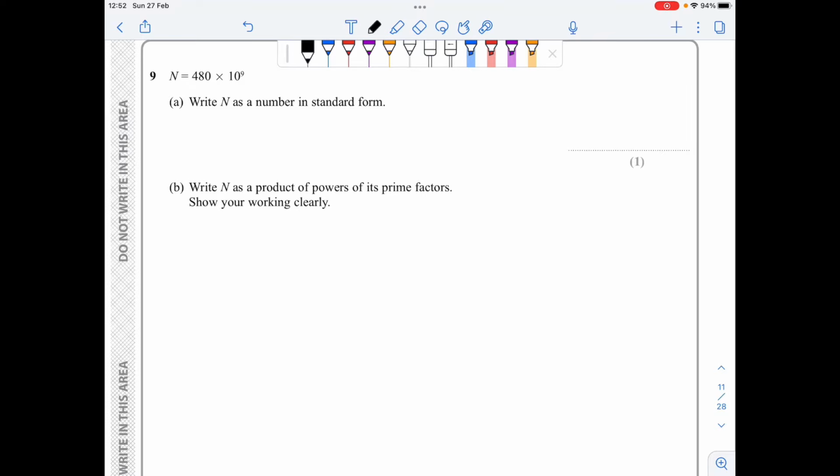For part A, note that I can write 480 as 4.8 times 10 to the 2. And then I will add the powers of 10, and this will give me 4.8 times 10 to the power of 11.